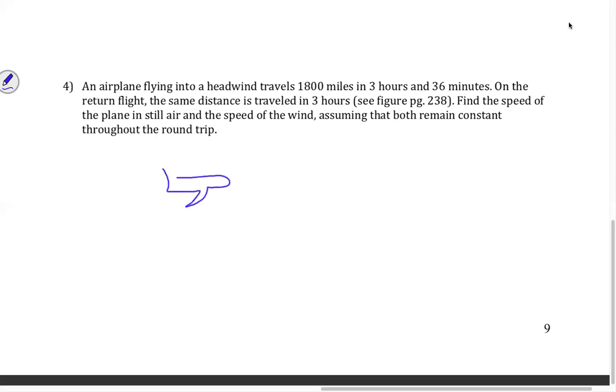Hansi, what is this? What is that, Hansi? It's a plane. It's a darn good plane, too. Okay? Yeah, it's a solid plane. Headwind, meaning wind is going this way. So the plane's going to be slower, right, Hansi? Yes. Okay. The plane goes 1,800 miles in 3 hours and 36 minutes.